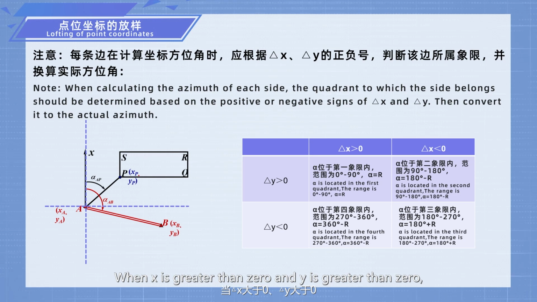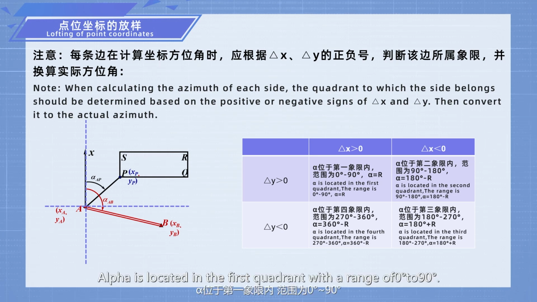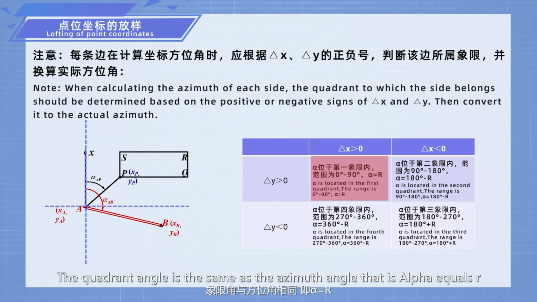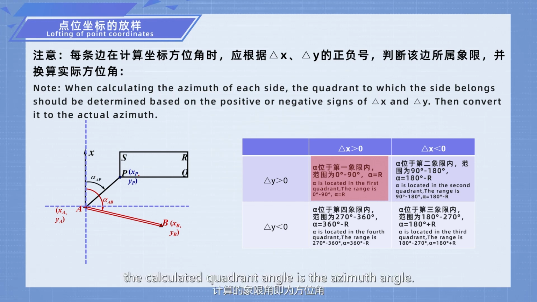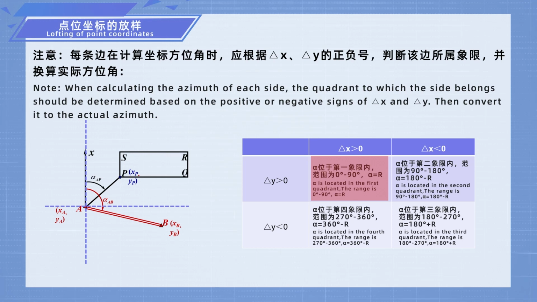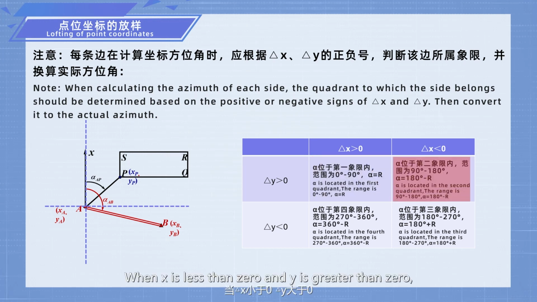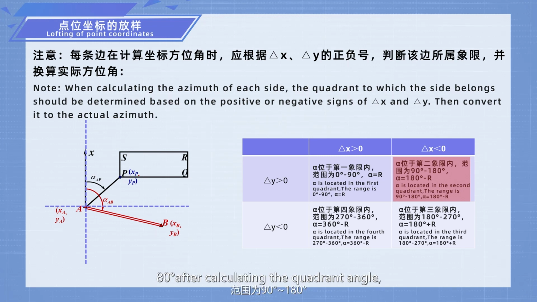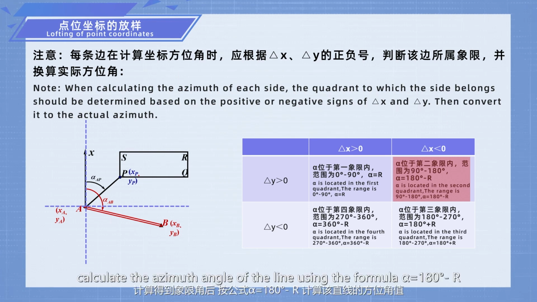When x is greater than 0 and y is greater than 0, alpha is located in the first quadrant, with a range of 0 degrees to 90 degrees. The quadrant angle is the same as the azimuth angle, that is, alpha equals r. The calculated quadrant angle is the azimuth angle. When x is less than 0 and y is greater than 0, alpha is located in the second quadrant, with a range of 90 degrees to 180 degrees. After calculating the quadrant angle, calculate the azimuth angle of the line using the formula alpha equals 180 degrees minus r.